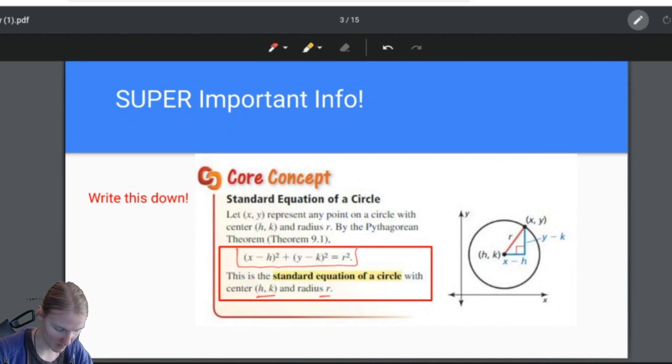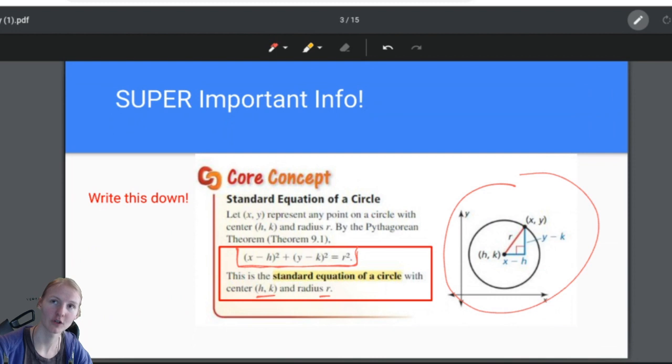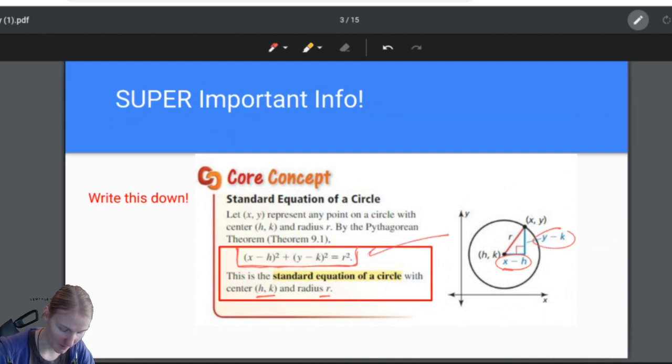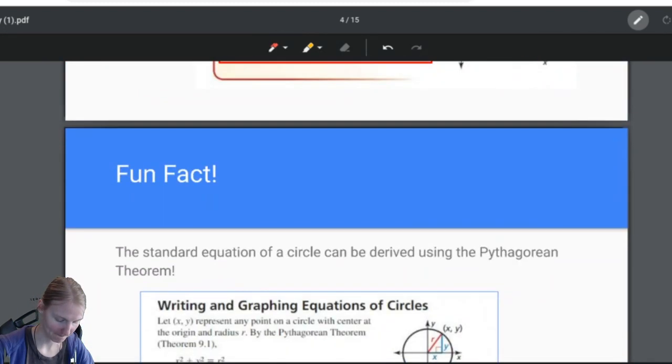And where this formula comes from can be seen right over here in this picture. If you want to write that down, go for it. I'm not requiring you to draw the picture in your notes, but it gives you a good idea of where the x minus h and the y minus k come from. So make sure that you have that in your notes. Pause the video if you need to, and now we're going to move on.